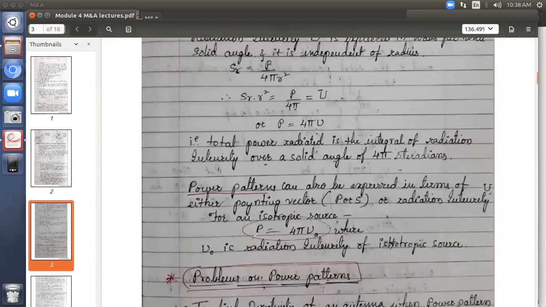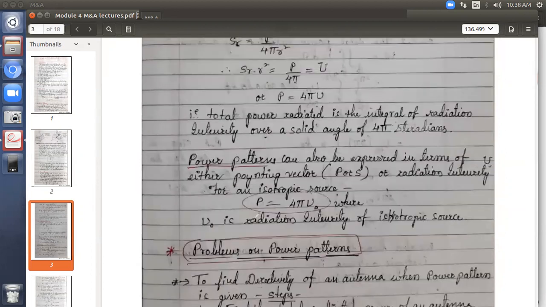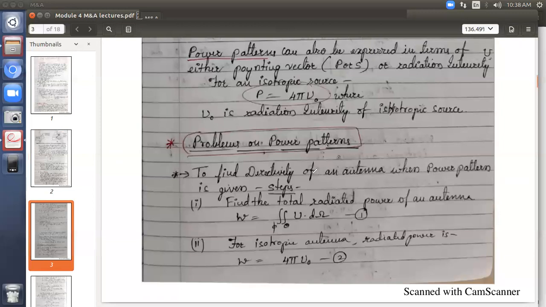Today, let us see some problems based on the power patterns. We have to follow some 2 to 3 steps in order to find the directivity of an antenna using the power pattern. So whenever a pattern is given to you, say this is one pattern given to you, we have to find the directivity. What is the directivity? It is the maximum radiation intensity of an antenna in a particular direction. So that we need to find out. For that, we need to follow certain steps.